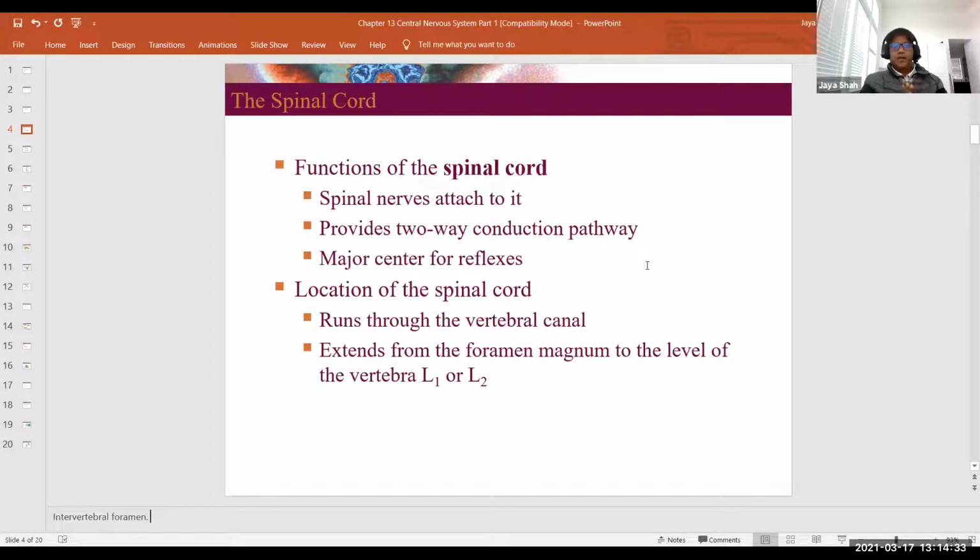Okay. The spinal cord runs through the vertebral canal, extending from the foramen magnum to the level of vertebra L1 and L2. Okay, so let me ask somebody here.